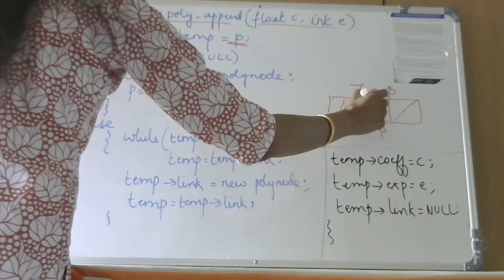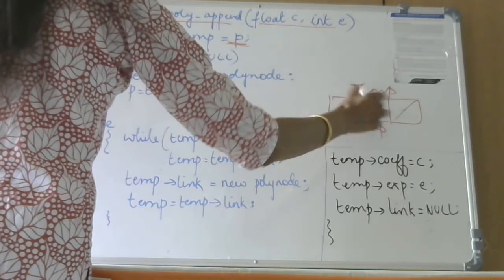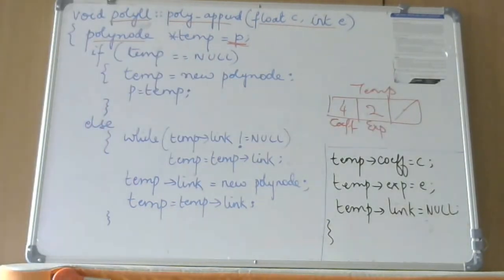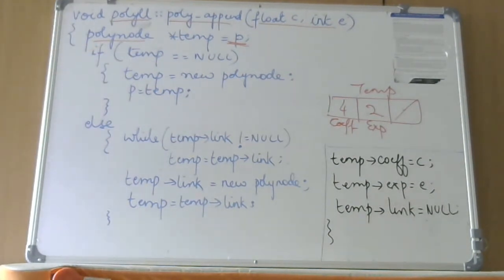Let us say 4x square, 4x square is the term. So I will write 4 is the coefficient, exponent is 2. So then what do I do? When I try to insert, I check if the list is empty. Obviously all this we have done so far, so I will go a little faster.